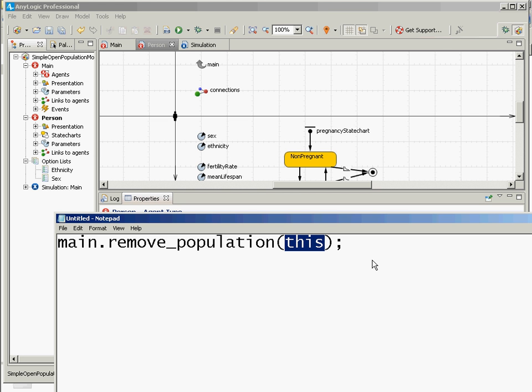I'm saying, hey Maine, remove me from the population. And this is referring to me. It's kind of self-referential. Does that make sense? We're going to see this again several times, so it's good to know about it. So here we're telling Maine, hey, remove me from the population.